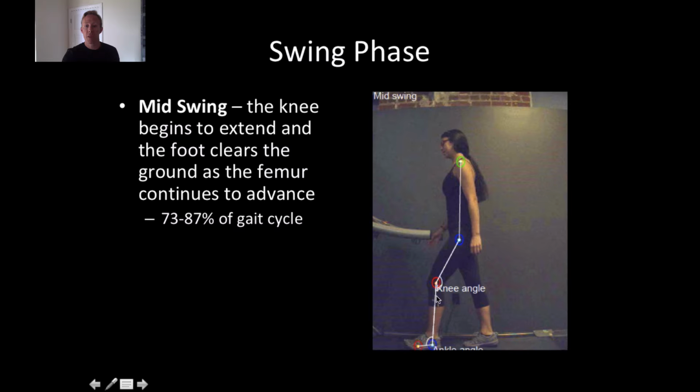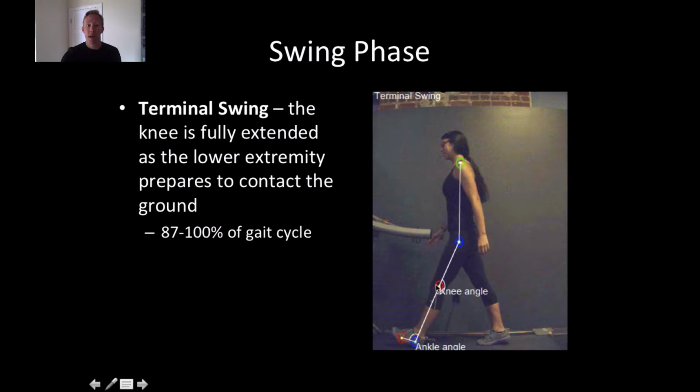You can see she's getting closer to taking her next step. And then terminal swing, we see that the knee is fully extended. This is the hallmark of terminal swing. The knee is fully extended and the heel is about ready to hit the ground so that we can start the stance phase over again. So this is the moment right before the heel hits the ground. So terminal swing is right in that spot. If we go forward a frame or two, we'd be back at initial contact and that next heel strike.